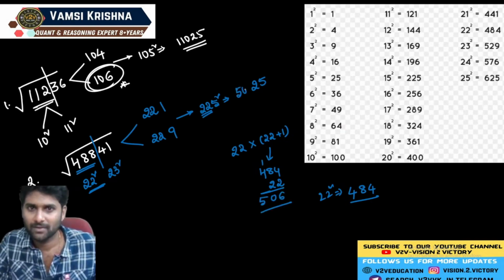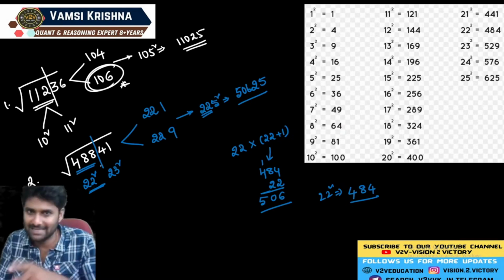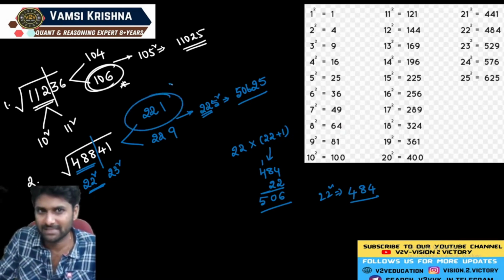Now see, 50625, and definitely see here the value. 48841 is less than 50625. Your answer must be 221.